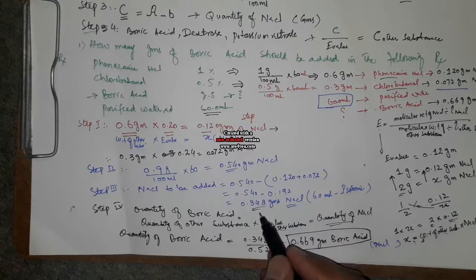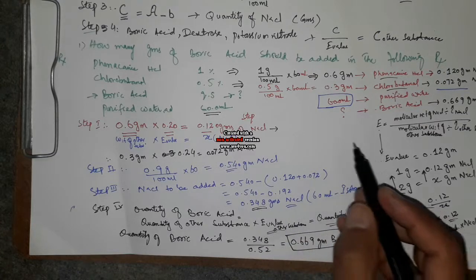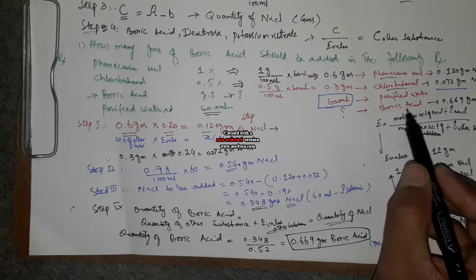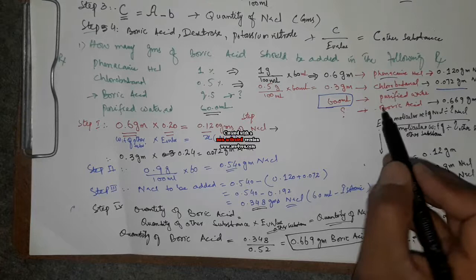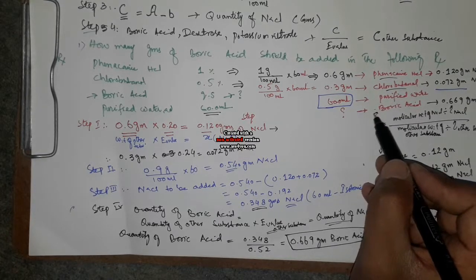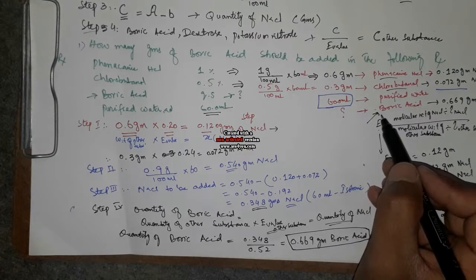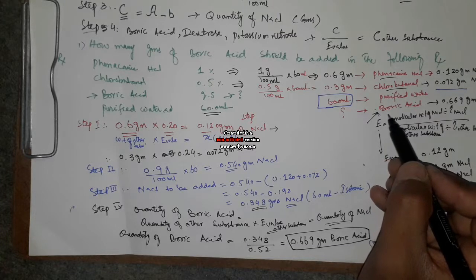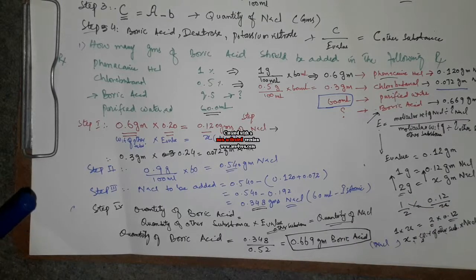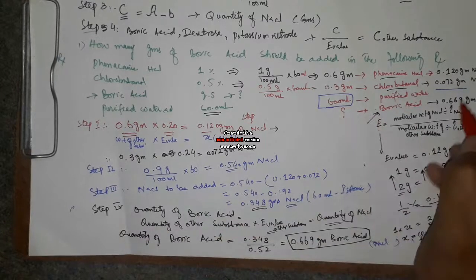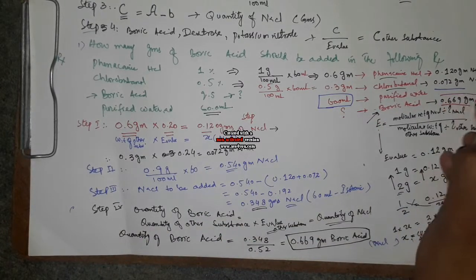If simply sodium chloride is used as a tonicity adjuster, we will add 0.348 grams of sodium chloride to make this solution isotonic. But now in the question it is asked what will be the quantity of boric acid, or how many grams of boric acid must be added. So the answer is 0.669 gram of boric acid must be added to make this solution isotonic.